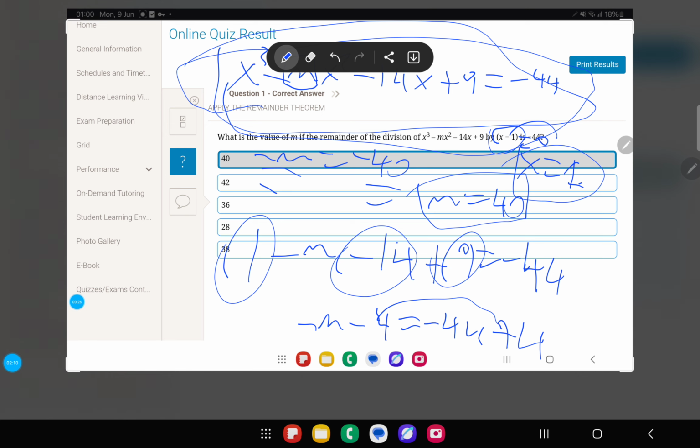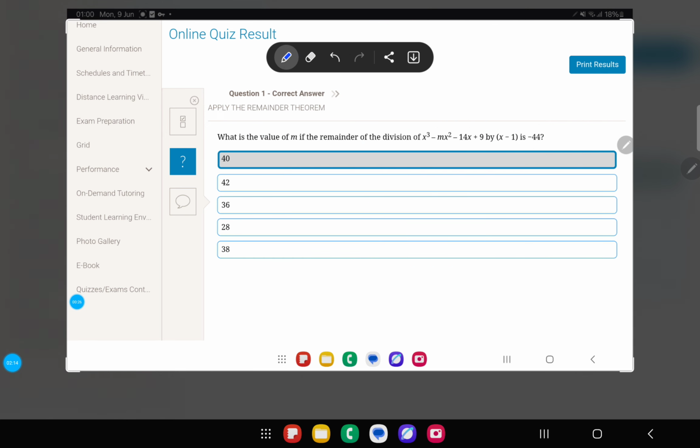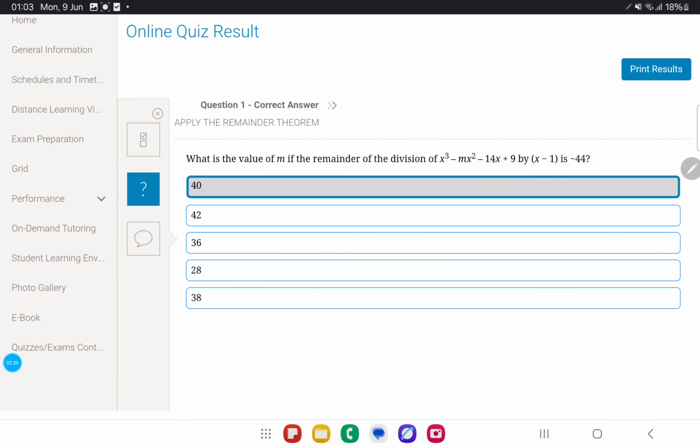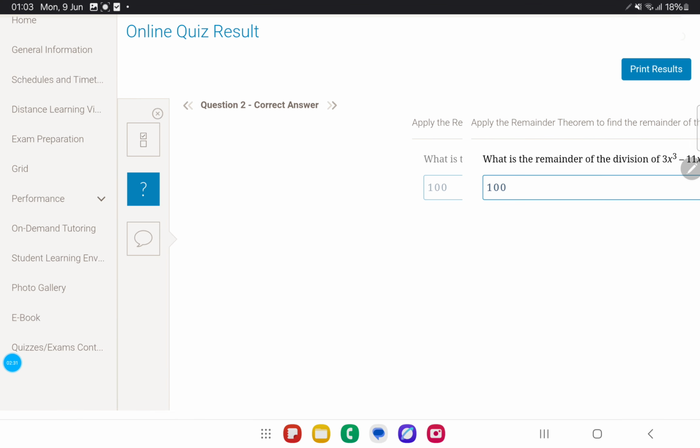Okay? So to recap, let me just erase everything. You get the roots, x equals 1. Substitute it in the equation, and then just make it equal to negative 44, of course. And then just solve for m. You get 40. Okay, that's it. We move on to the next question.